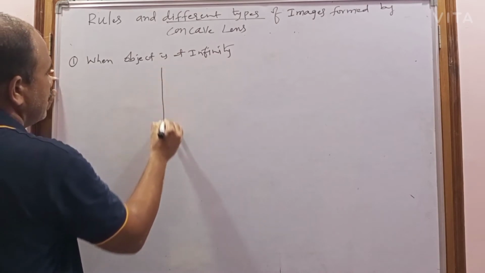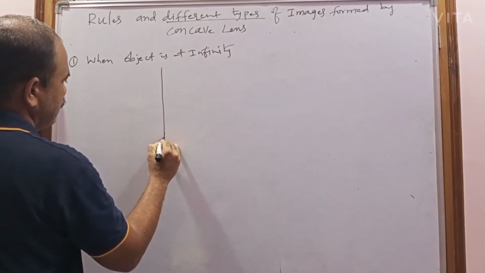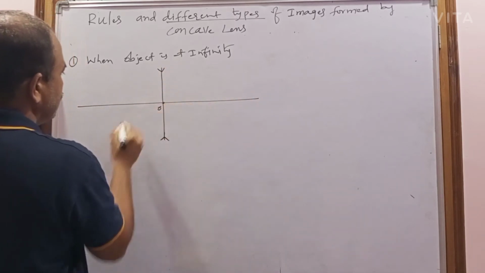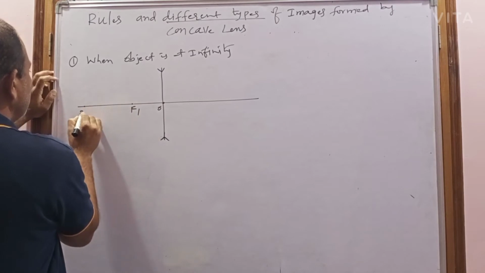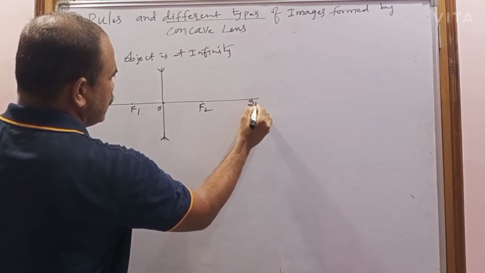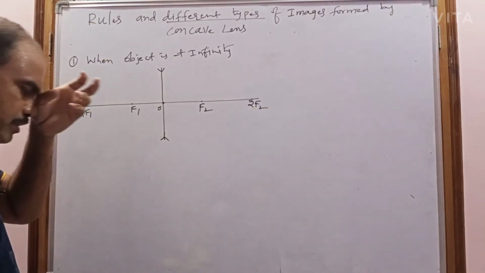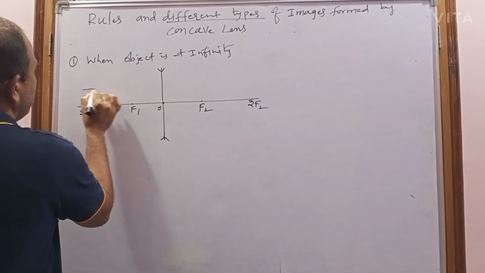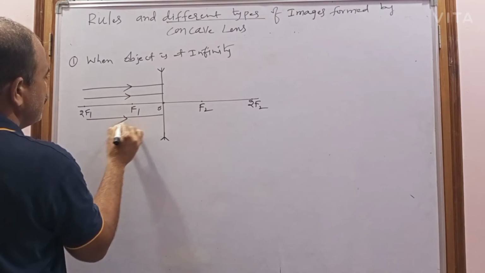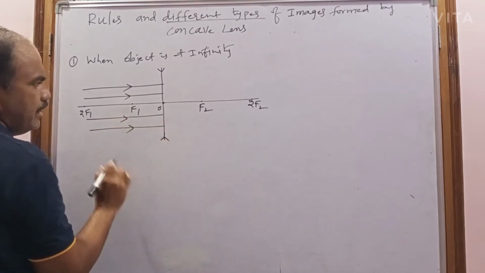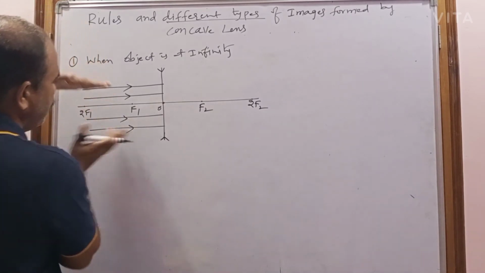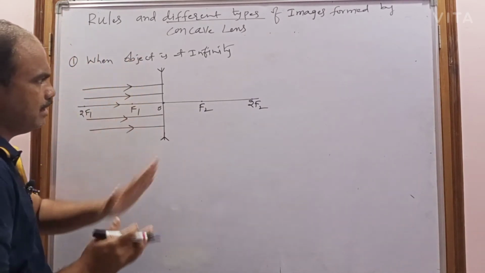Now this is the concave lens, imagine, and this is the principal axis and the optic center, first focus F1, C1 or 2F1, second focus F2, C2 or 2F2. Now imagine where is the object? The object is at infinity. The rays coming from the object are parallel to each other and are incident parallel to the principal axis on the concave lens.